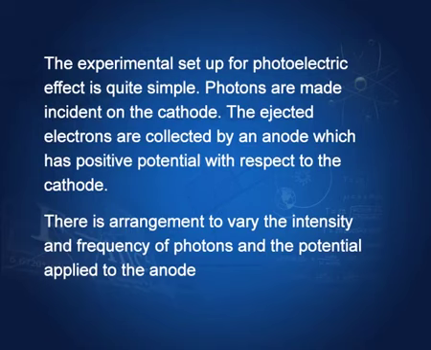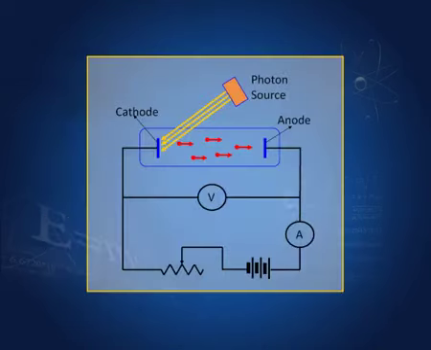We have a cathode, a piece of metal, on which we bombard electromagnetic waves or photons. If the energy in these photons is sufficient, then electrons are emitted by the cathode and they are captured by the anode. The anode has a positive potential, so these electrons are captured by the anode.